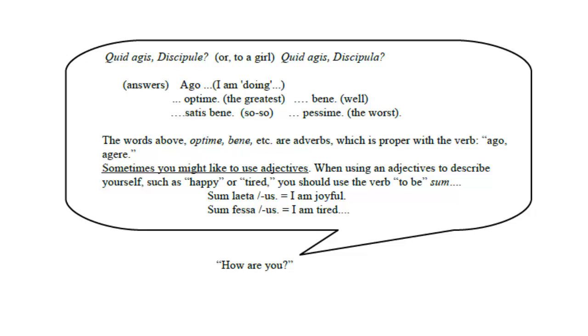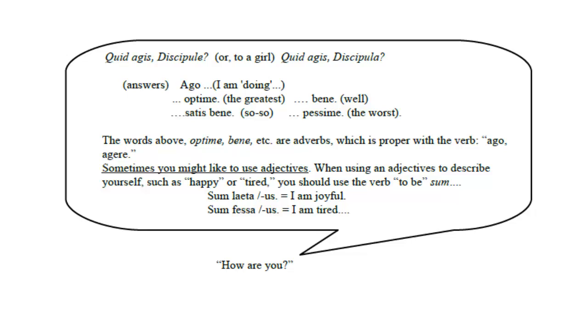You've seen that quid means what, or you will learn, if you haven't learned already, that quid means what. And so their way of saying how are you was to say what are you doing? Sort of strange, huh? But that's the way languages are. They have different ways of expressing things. So quid agis, ago optime, ago bene.